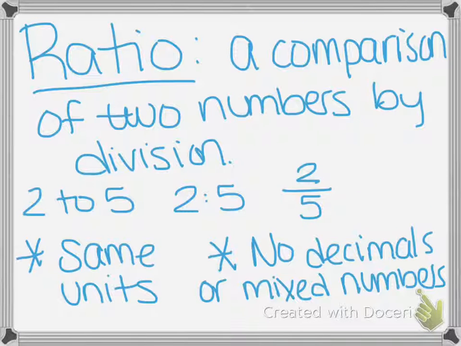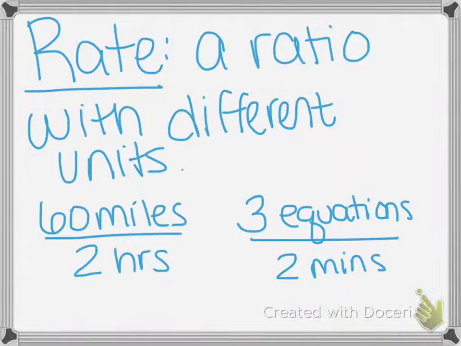Going back to the ratio slide, when we're talking about 2 to 5, you would be comparing things that have the same units. So 2 boys to girls, I'm talking about gender. 2 green Jolly Ranchers to 5 red Jolly Ranchers, those kinds of things.